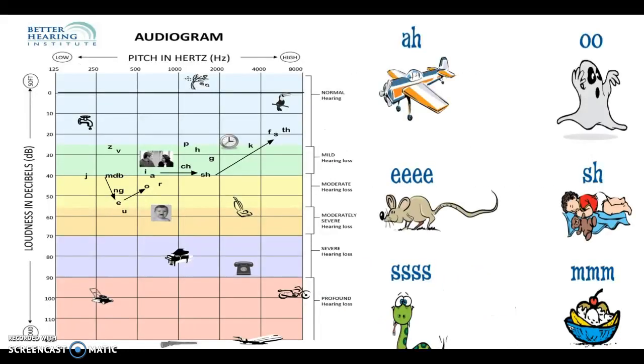So here's the Ling 6 sounds, and I accompany it with an audiogram. I have this on the right side. I have a laminated card for you of all the Ling 6 sounds, and we'll go through it, and I have a handout on how to do this. So this is really easy.